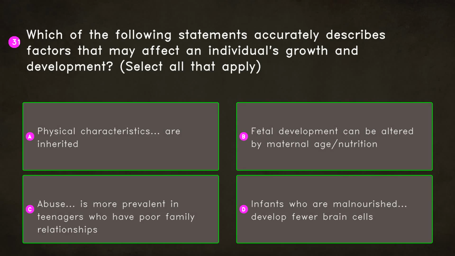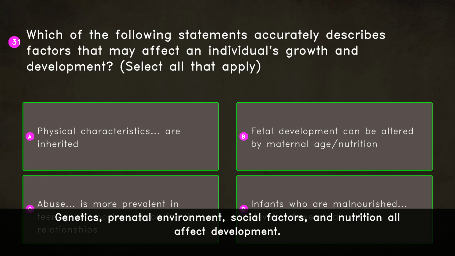The correct answer is physical characteristics are inherited, fetal development can be altered by maternal age/nutrition, abuse is more prevalent in teenagers who have poor family relationships, and infants who are malnourished develop fewer brain cells. Genetics, prenatal environment, social factors, and nutrition all affect development.